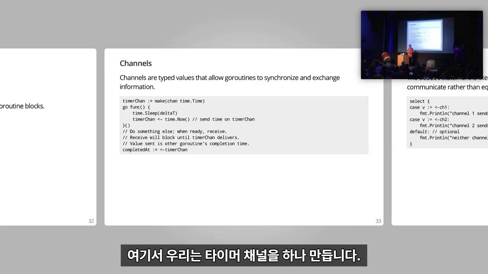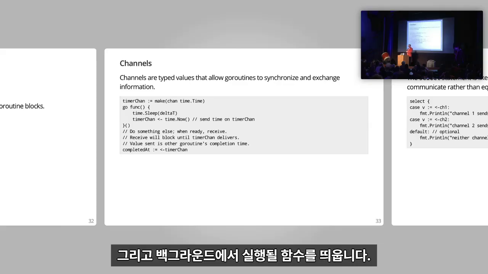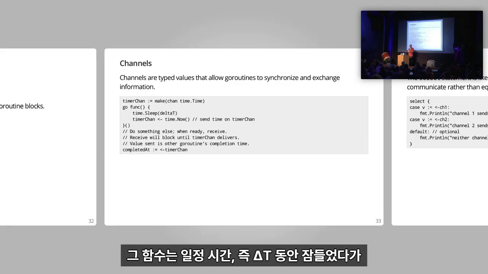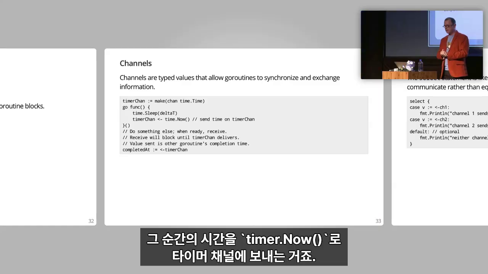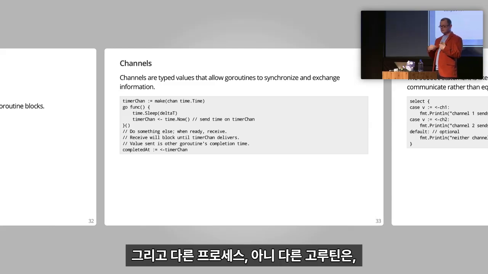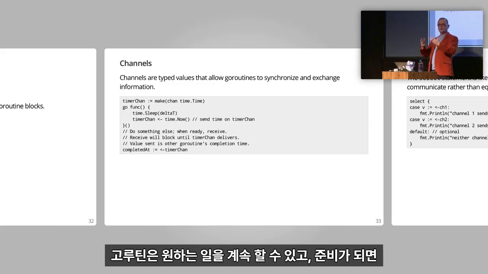We create a timer channel and say it's a channel of time.Time values. And then we launch this function in the background that sleeps for a certain amount of time, delta t, and then sends on the timer channel the time at that instant, time.Now. And then the other Go routine, because this one was launched with a go statement, doesn't have to wait. It can do whatever it wants.